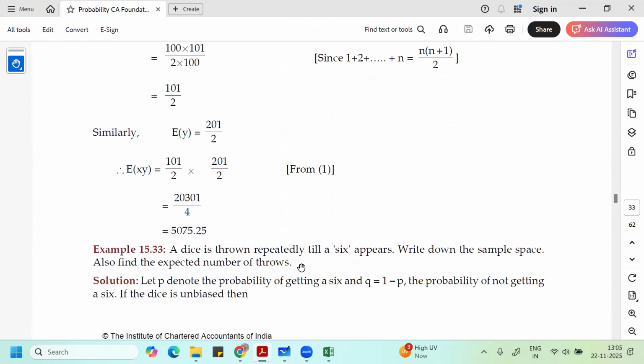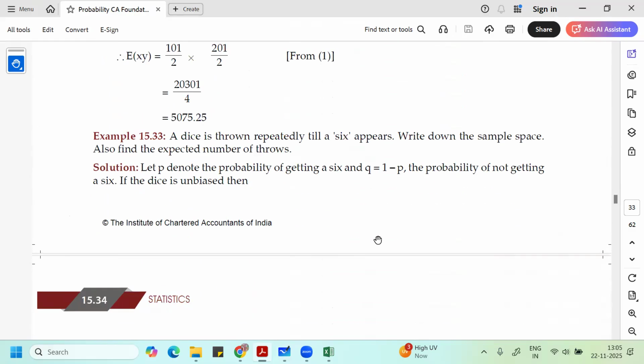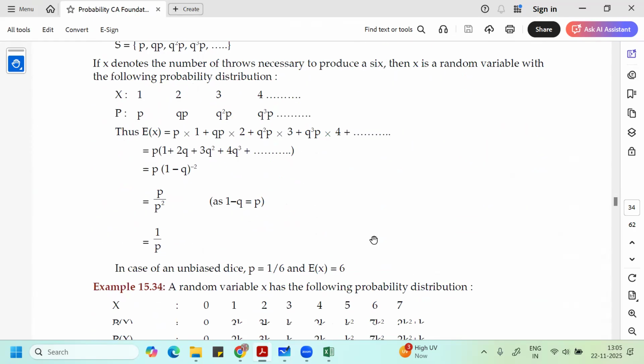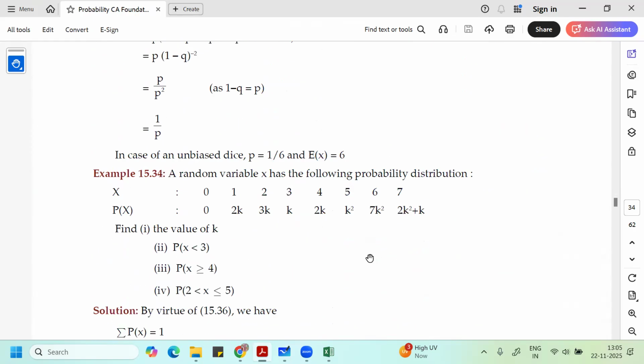A dice is thrown repeatedly till six appears. Write down the sample space and expected number of throws. You can do this. Here, like this, in 15.34, a random variable has the following probability distribution. They have given the x values and the p(x) values. Find the value of k. Remember that the sum total of probability should be equal to 1, so just do the addition and it should equal 1. Find the value of k and then resolve.